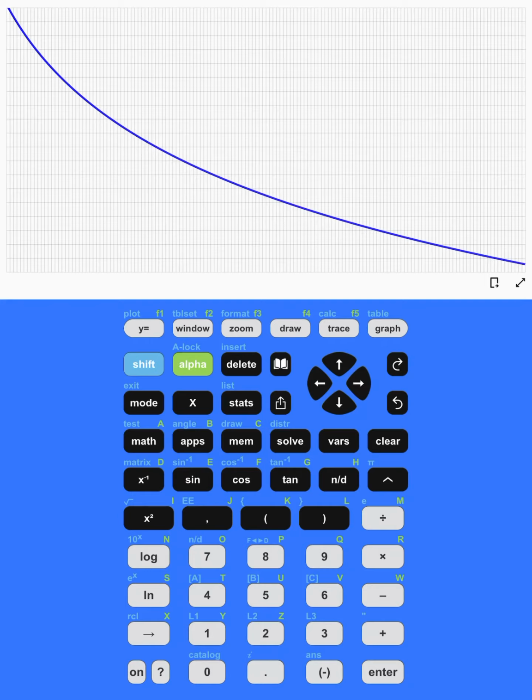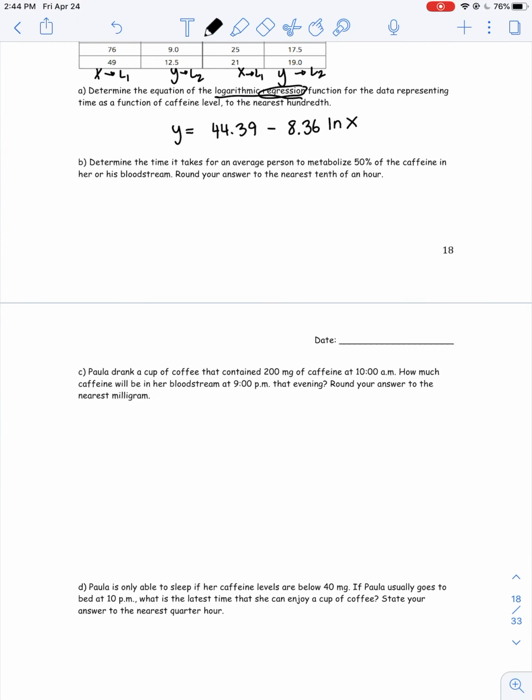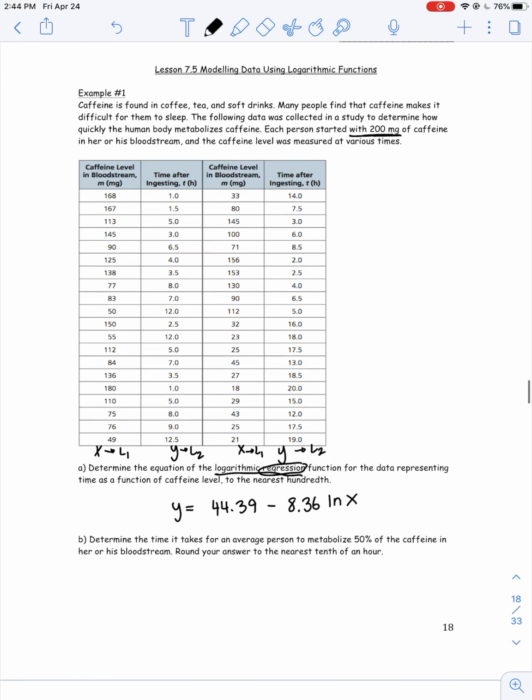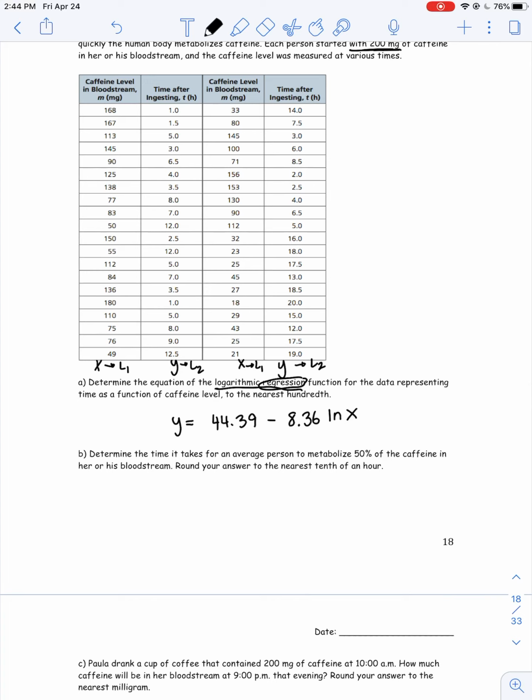It says, determine the time it takes for an average person to metabolize 50% of the caffeine in his or her bloodstream. If you read the question to begin with, it starts by saying that each person started with 200 milligrams. So they want 50% of that, meaning half of that. This is the initial milligrams that they ingested, so you're going to divide that number by 2, which is also like saying 50%. So that means we're going to have 100 milligrams. That's what our question is. How many hours has it been since they had 100 milligrams? And they want it rounded to the nearest tenth of an hour.